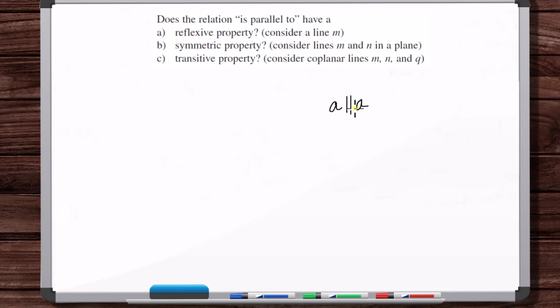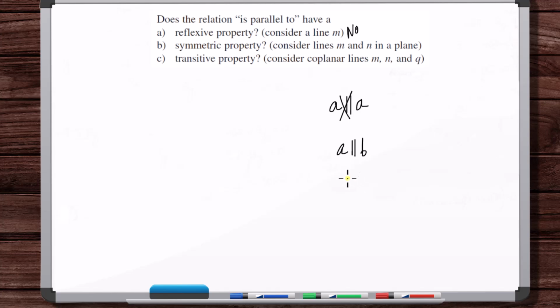But then if they're the same line, they can't be contained within a unique plane either, because that's a part of parallel, right? You have to not intersect and be contained within one unique plane. Well, one line or two lines on top of one another, there's an infinite number of planes that go through those lines. So no. Okay. Now, if A is parallel to B, it's not reflexive. No.